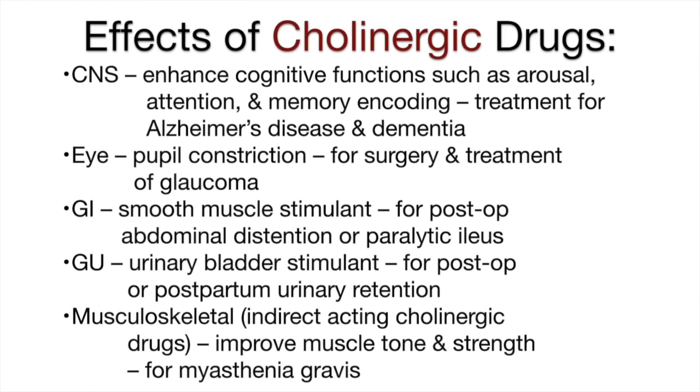On the central nervous system, it causes an enhanced cognitive function such as arousal, attention, and memory encoding. It's used for treatment of Alzheimer's disease and dementia. On the eye, cholinergic drugs cause pupil constriction and are used for surgery and treatment of glaucoma. On the GI system, it is a smooth muscle stimulant used for post-op abdominal distension or paralytic ileus. On the GU system, it is a urinary bladder stimulant used for post-op or postpartum urinary retention. And on the musculoskeletal system, the indirect-acting cholinergic drugs improve muscle tone and strength and are used for myasthenia gravis.